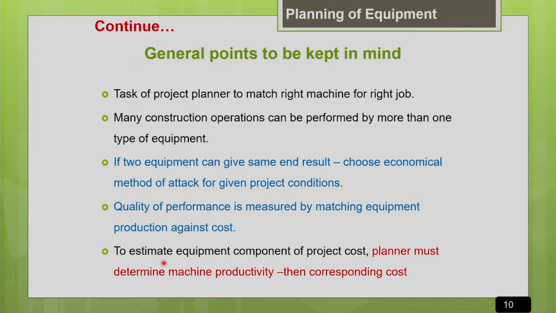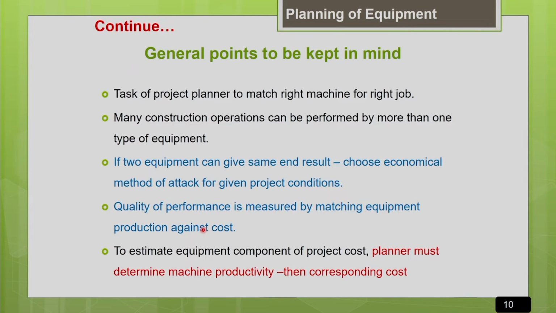Okay, and another important thing is the knowledge of estimation of productivity and the cost associated with the machine. It is very important to make the selection. And also, to estimate the equipment component of the project cost, you should know how to estimate the productivity of the machine and the corresponding cost of the machine. Then only you will be able to estimate the equipment component of the project cost. That is why knowledge of estimation of equipment productivity and the cost associated with the machine is very critical, very important for any project planner or the project estimator.